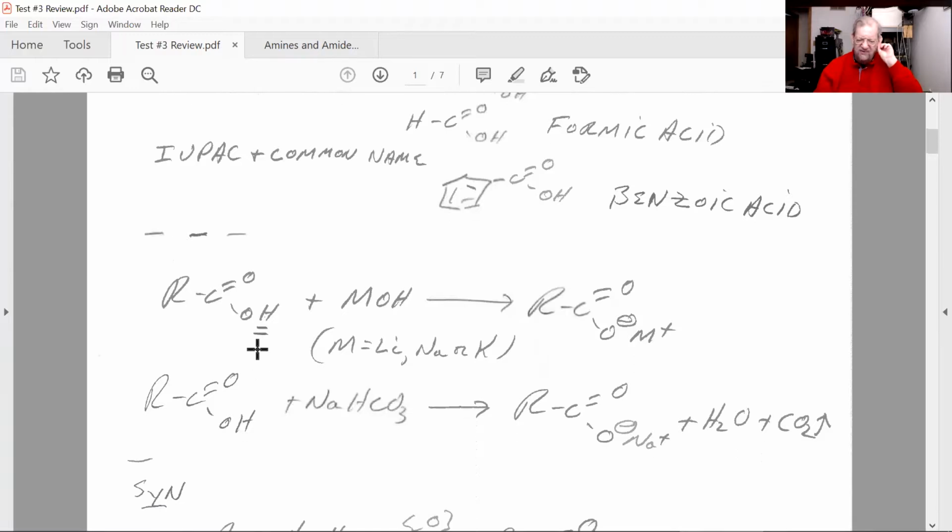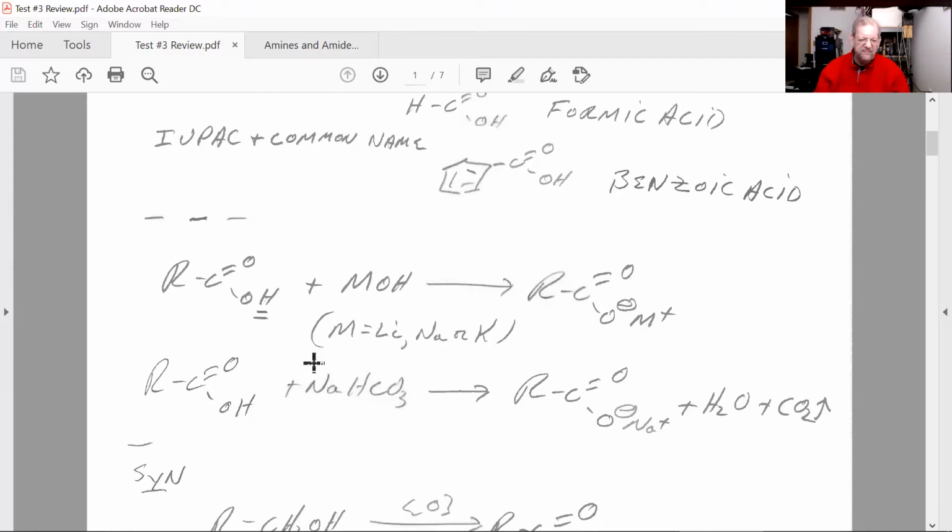All right, carboxylic acid is an acid. The hydrogen on the hydroxyl group is acidic. With a base, you form the carboxylate anion. M here can be lithium, sodium, potassium, or other things, but for this class, I'll limit it to that.